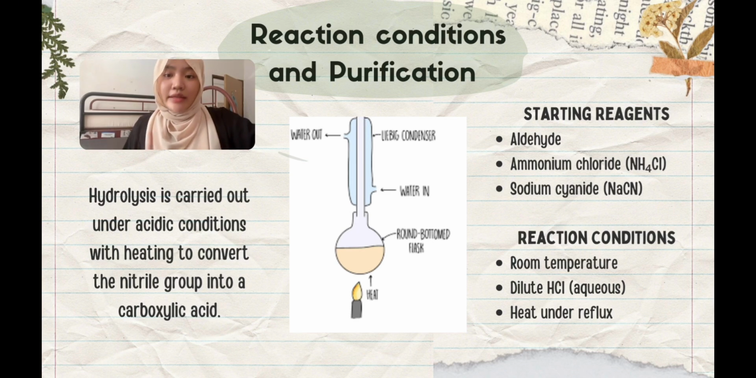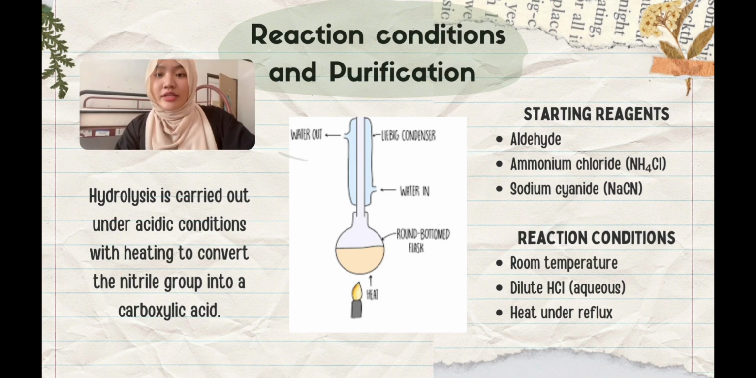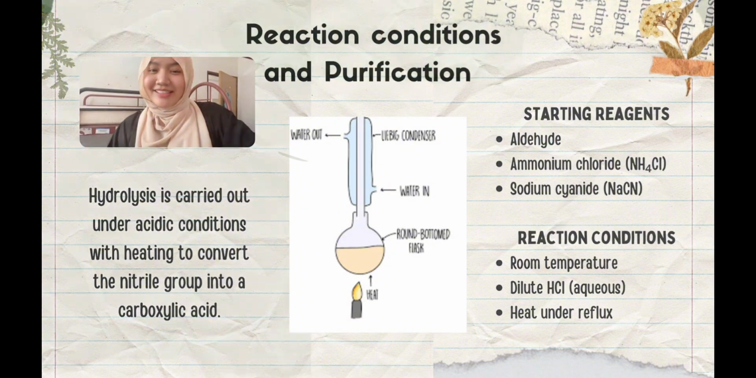Next, the alpha aminonitrile undergoes acid hydrolysis using dilute hydrochloric acid in an aqueous solution while heating under reflux. Reflux allows the reaction to be heated continuously without losing the solvent through evaporation, ensuring that the hydrolysis process completes. During this process, the nitrile group is converted into a carboxylic acid group to produce the final amino acid.